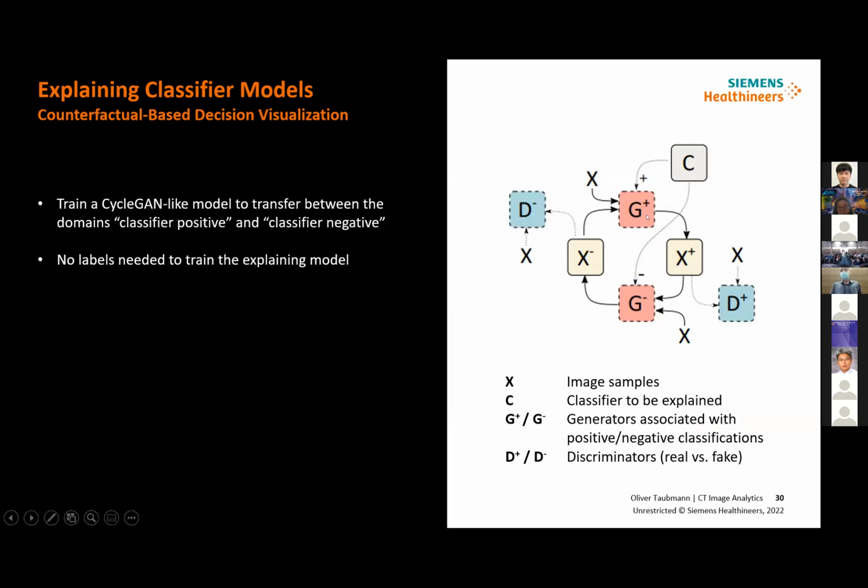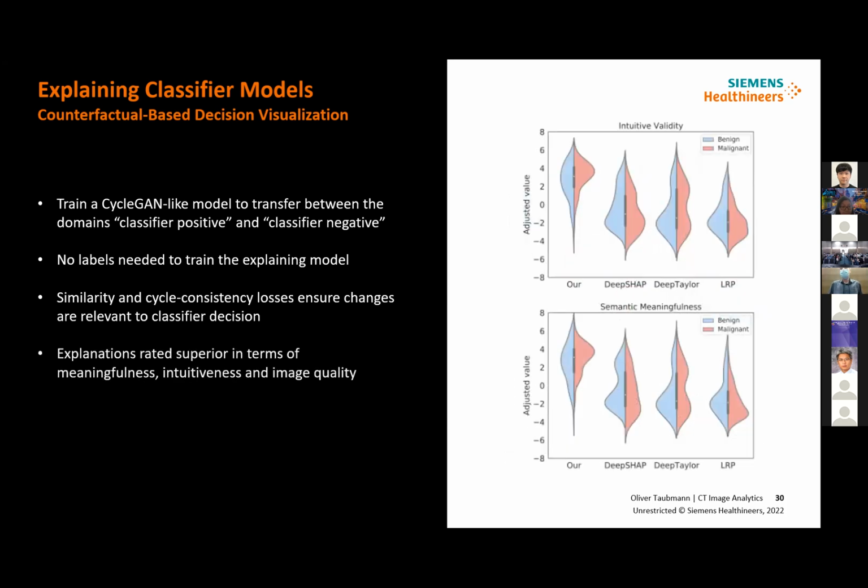So for instance, the generator G+ would take any image from our sample X, and there's just this one group, so we're not making use of any labels. It's just all lesion images, and would try to produce a version of it that maximizes the positive class of the classifier that we want to explain. And then, of course, as always, the discriminators are just there to ensure realism, and we use the typical similarity and cycle consistency losses to ensure that all the changes that are made are relevant to the actual decision. And the explanations created in that manner were rated superior with respect to several criteria.